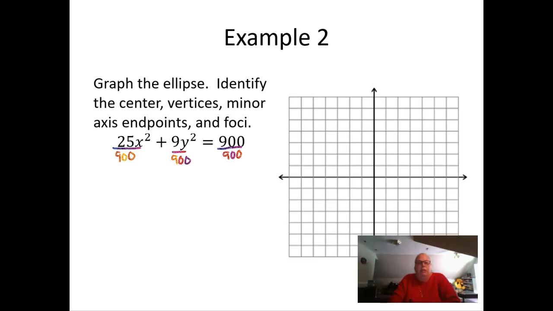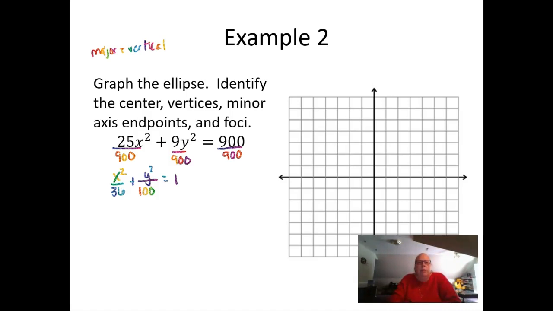Now, this fraction over here is going to reduce. It does reduce into x squared divided by 36. And then my next fraction under the y is going to reduce also. This is going to be y squared divided by 100. And this time, because 100 is bigger than 36, our major axis is going to be vertical. And that's where we're going to have to graph our foci and our vertices. The endpoints will go on the x-axis.